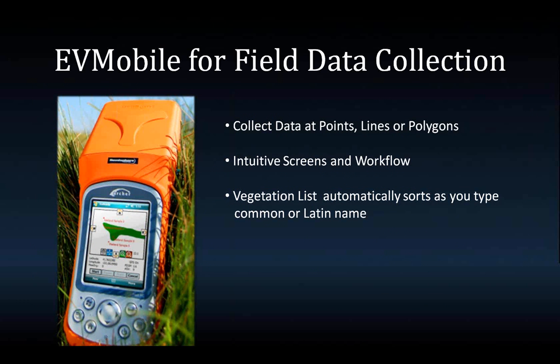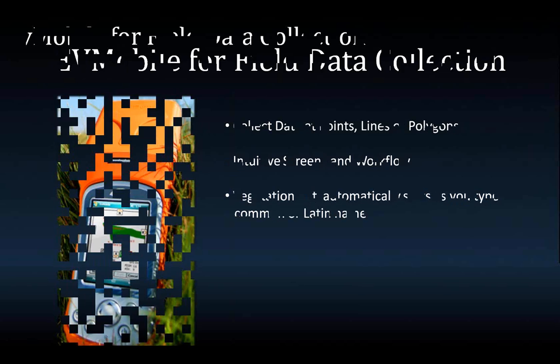Once that information is completed on the desktop, this information is sent to your global positioning system and is run in EvMobile, where you collect the data for the field. The data can be collected in points, lines, or polygons. EvMobile has a very intuitive screen and workflow interface, and a very nice feature is the vegetation list that automatically sorts as you type in the common or the scientific name.